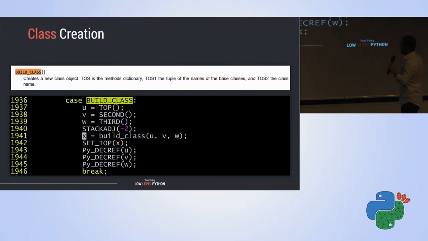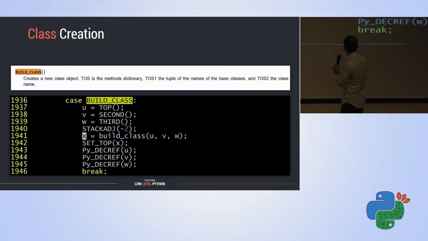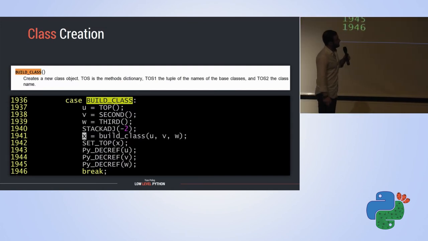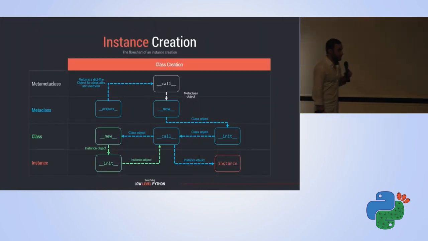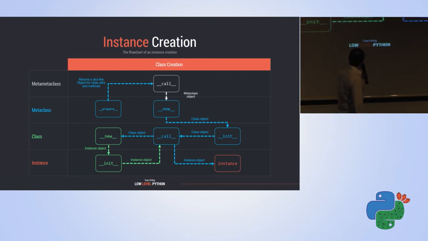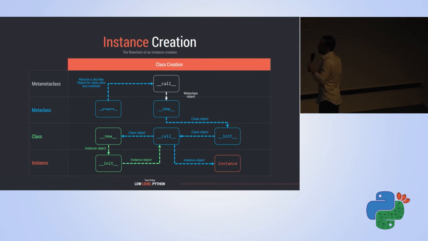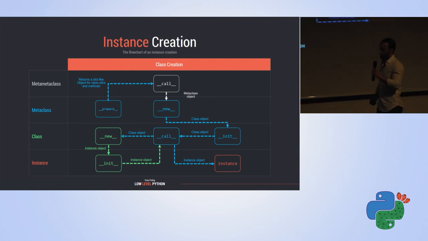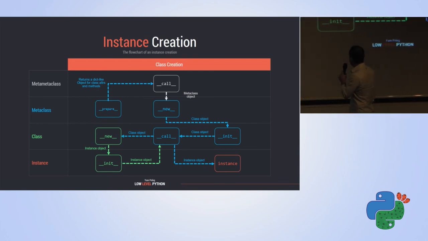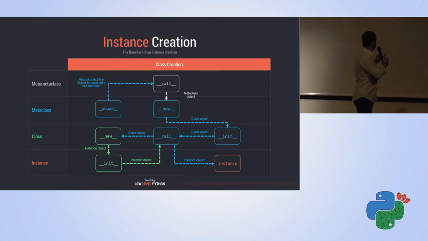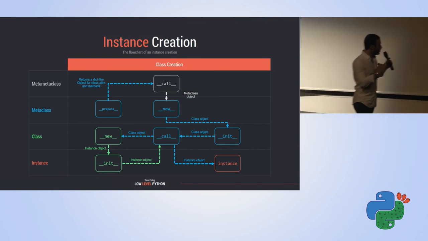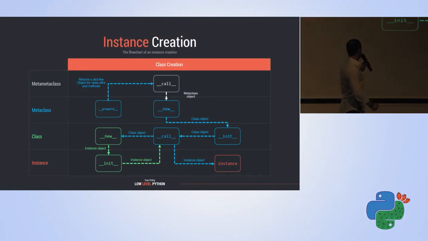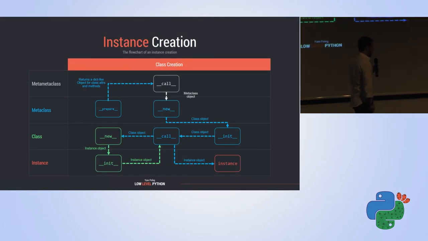So build class is a pretty documented function. The only thing it gets is a method dictionary and the names of the base class, and it creates your class. By the way, it's written with a K, class with K. Anyway, class creation goes as follows. Basically, you call the metaclass. A metaclass is a function that is used for the creation of your class. You give it a couple of dicts. The interpreter calls your metaclass, running its new function that inits the instance of your object, and then you get your instance.